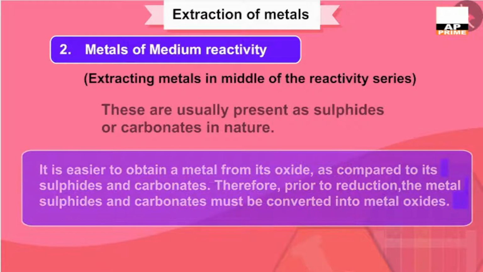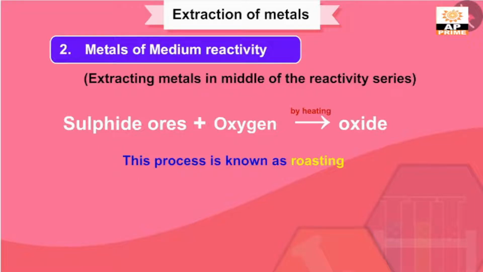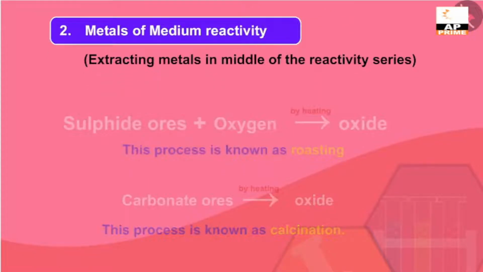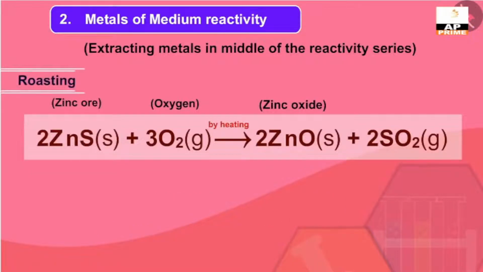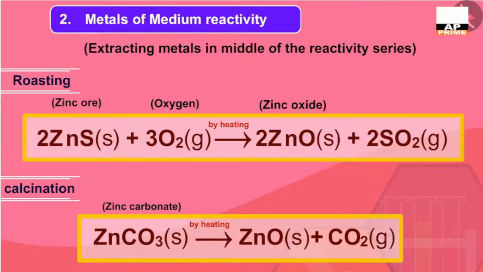The sulfide ores are converted into oxides by heating strongly in the presence of excess air. This process is known as roasting. The carbonate ores are changed into oxides by heating strongly in limited air. This process is known as calcination. The chemical reactions that take place during roasting and calcination of zinc ores.